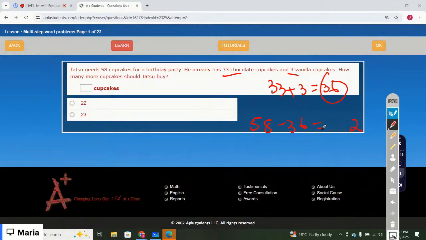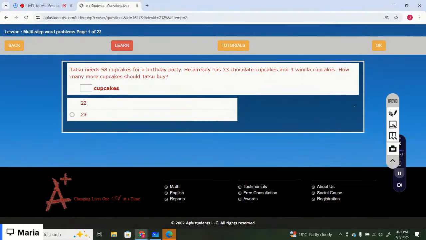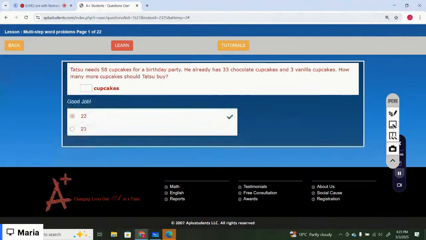8 minus 6 is 2. 5 minus 3 is 2. That means he needs 22 more cupcakes. Option number 1 is the correct option, 22.